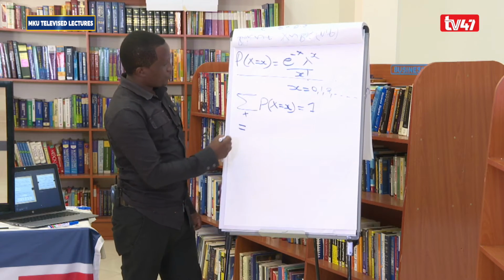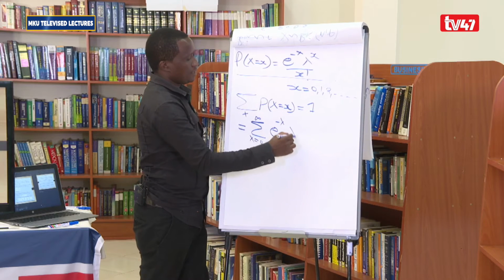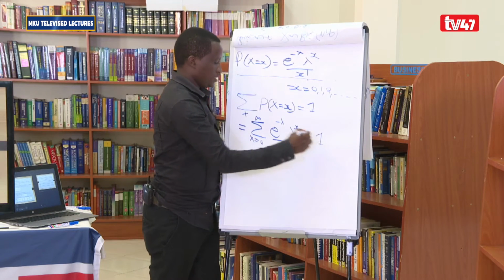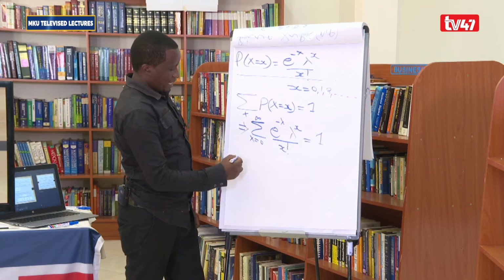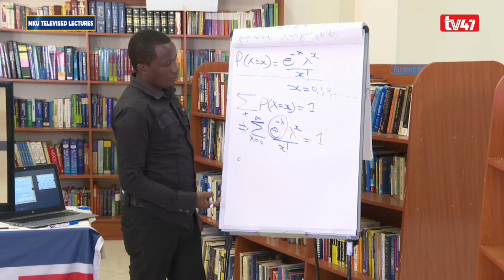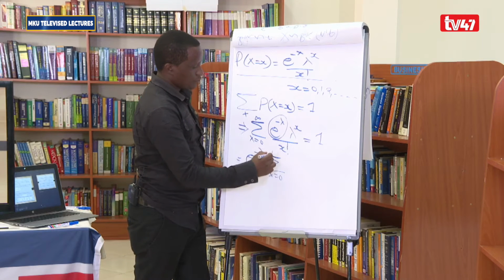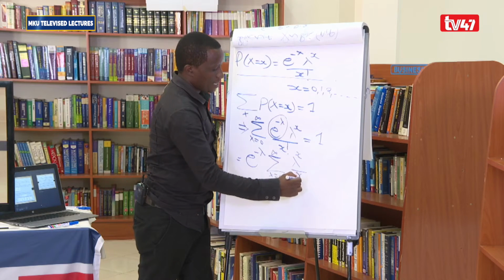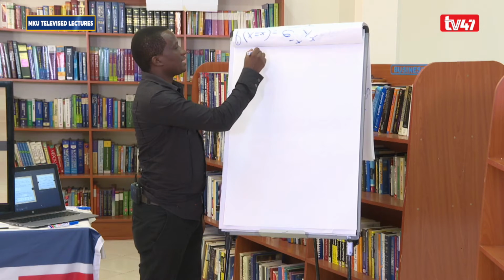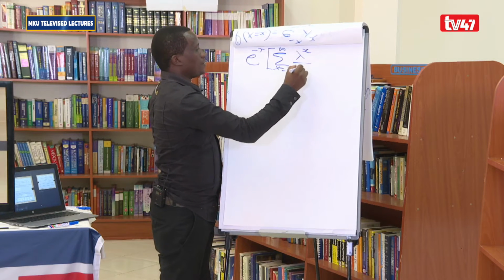To show that, we need to show that the summation, x starting from 0 to infinity, of e to the negative lambda, lambda raised to power x all over x factorial, equals 1. What does this imply? If we observe keenly, we notice that e to the negative lambda is independent of x. So we can factor it out, so that we have the summation of x equals 0 to infinity, lambda raised to power x all over x factorial. Those two are the ones that are dependent on x. So that we have e to the negative lambda, times the summation x equals 0 to infinity, lambda raised to power x all over x factorial.